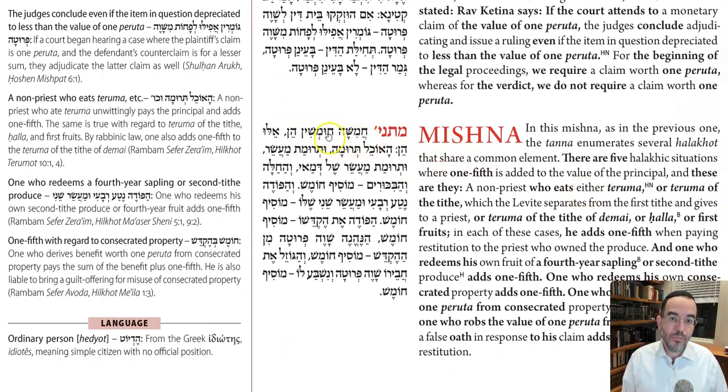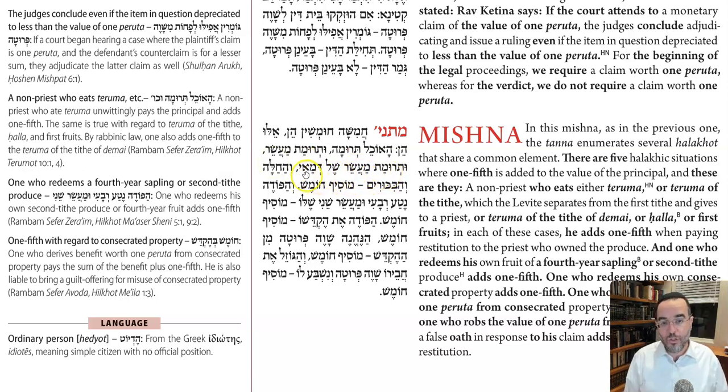And next, Mishnah: Chamisha Chumshin Hen, Eluhen, Ha'ochel Turma U'Turmat Maaser U'Turmat Maaser Shel Demai, V'Chalav Abikorim Mosif Chomesh. There are five cases or classes of cases where one has to pay a fifth. The first one is if a non-Kohen eats Turma or Turmat Maaser, that's what the Levi is supposed to give to the Kohen from his Maaser, or Turmat Maaser of Demai.